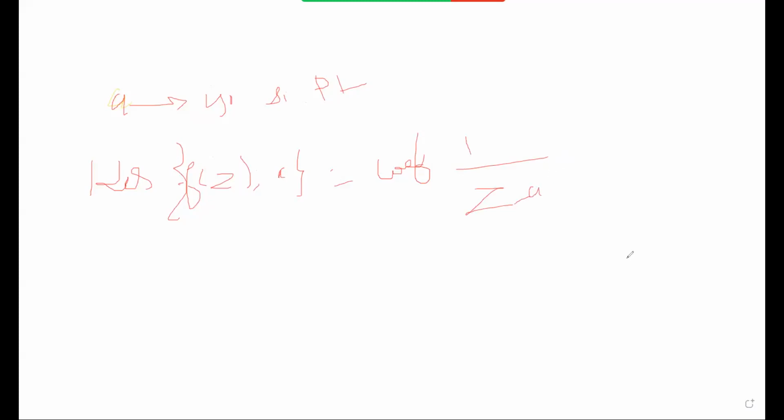Okay. So we have a as an isolated singular point. Then the residue of f of z, this is the notation, residue of f of z at the point a is equal to the coefficient of 1 by z minus a in the Laurent series expansion.